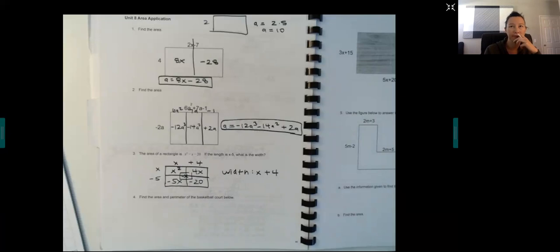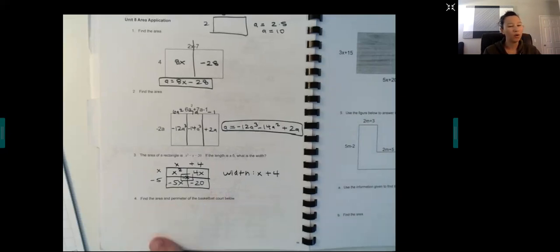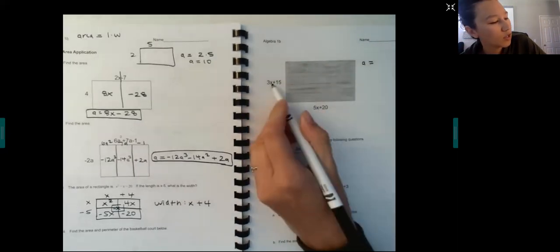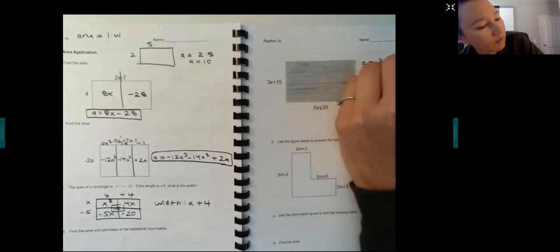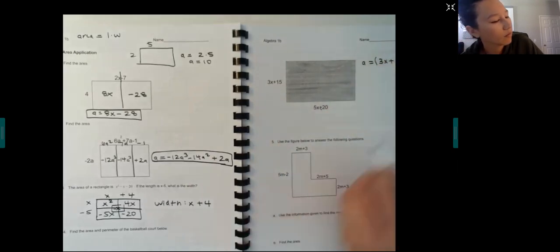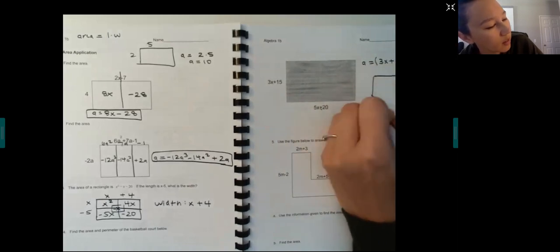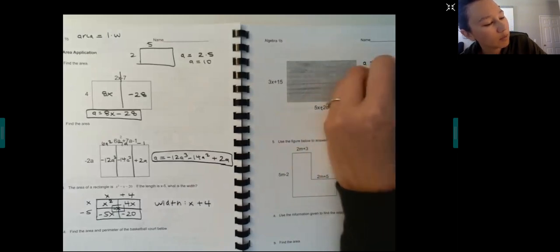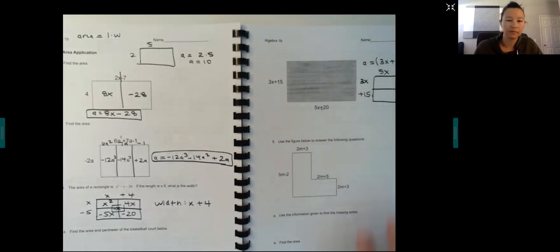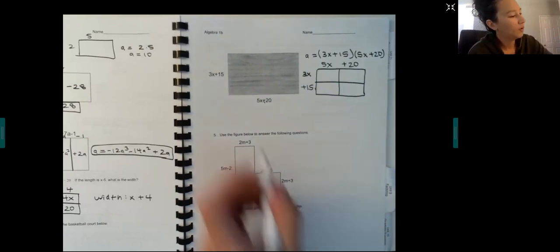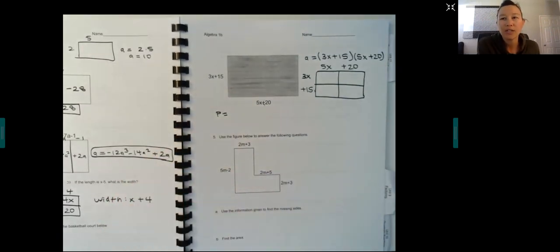Any questions on number three? Okay, number four, it says to find the area and perimeter of the basketball court below, which isn't below, it's over here. So to find the area, we need to just multiply the length times the width. So we're multiplying 2 times 2, so we could use our 2x2 box. So 3x plus 15 times 5x plus 20. And I'm going to let you guys go ahead and try that. And then we'll go over it. And go ahead and do the perimeter also.